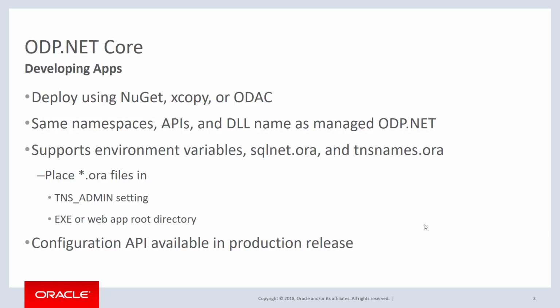We'll include ODP.NET Core in each of these. And as you saw, exactly the same namespaces, APIs, and DLL name are being used in ODP.NET Core as you see in managed ODP.NET. And when you want to set config settings on your ODP.NET Core app, you can use environment variables as well as SQLNet.ora and TNSNames.ora. You have to place these in your exe directory or your web app root directory. You can also set a TNS admin directory in which to place these files as well so that ODP.NET Core can find them. By production timeframe, we'll have a configuration API so that you can make those config settings in code as part of your ODP.NET Core app as well.